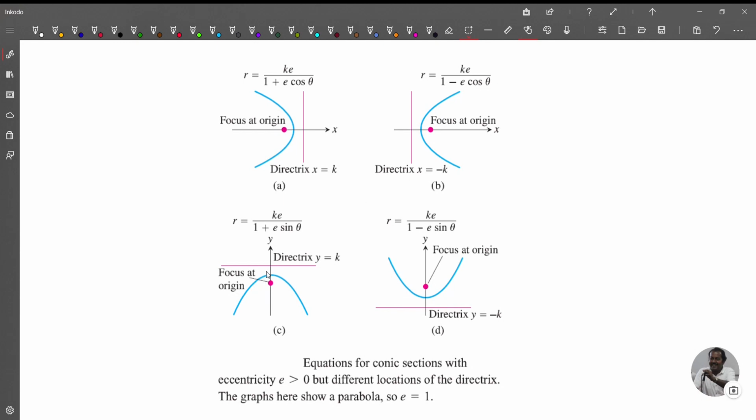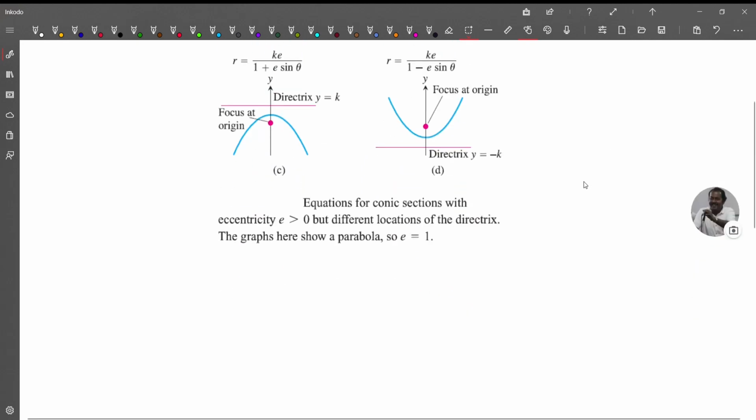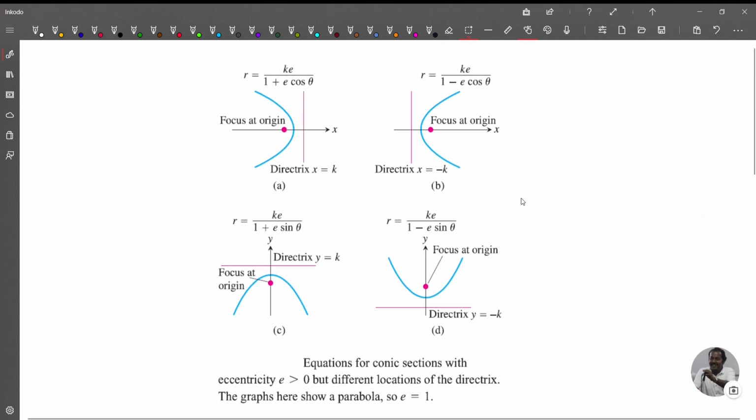If the focus is at the origin and the directrix is y equal to k, then the equation of the conic is r equal to ke by 1 plus e sin theta. If the directrix is y equal to minus k and the focus is at the origin, then the equation is r equal to ke by 1 minus e sin theta. We may prove these. We already have the first formula, so we can prove the remaining formulas.